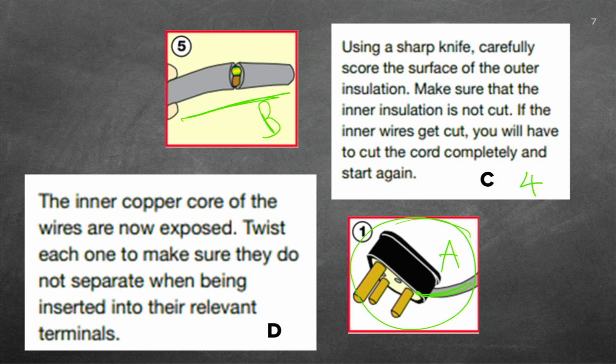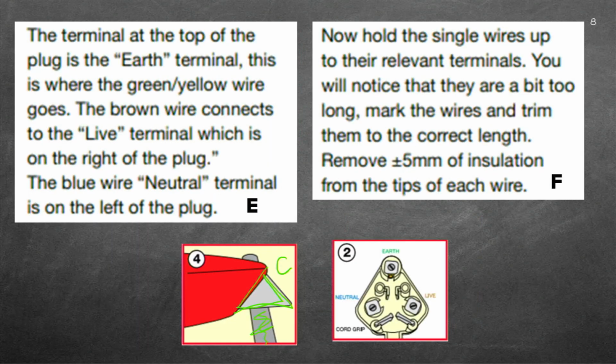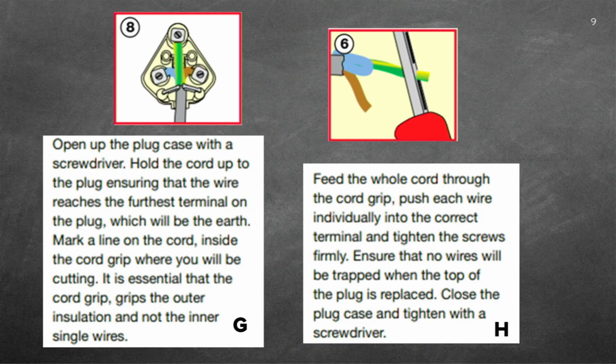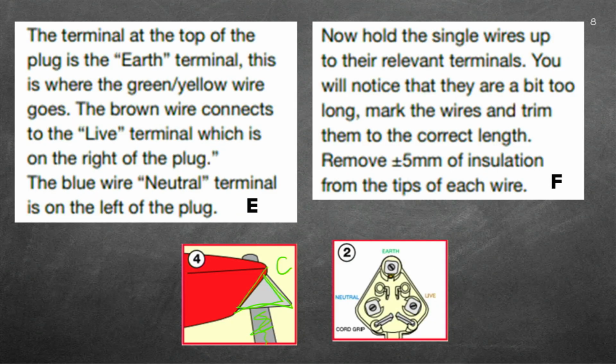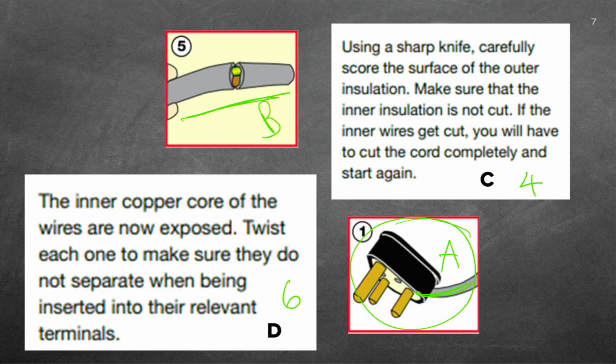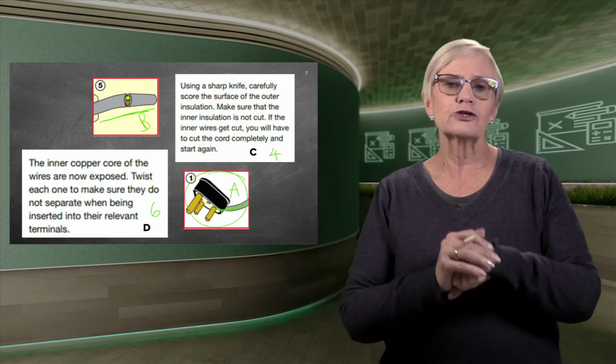Then if I look at D, it says the inner copper core of the wires is now exposed. Twist each one to make sure they do not separate when being inserted into the relevant terminals. So I'm going to look over here. Over here, there's no evidence of these copper cables. If I go look over here, here we are. Here I see these little bits sticking out, and they talk about twisting them together. So I can say, okay, this was D. And if I pop back to where D is, I can write over there that it's diagram 6. So gradually I'm being able to put the diagrams and the notes together.